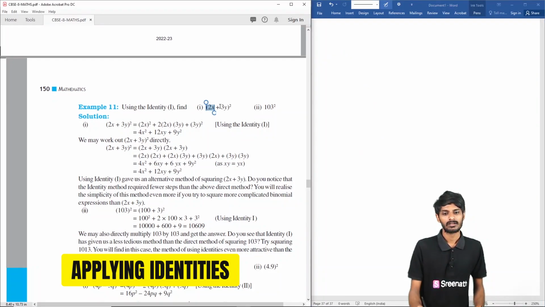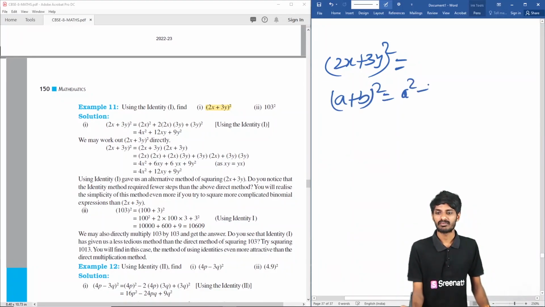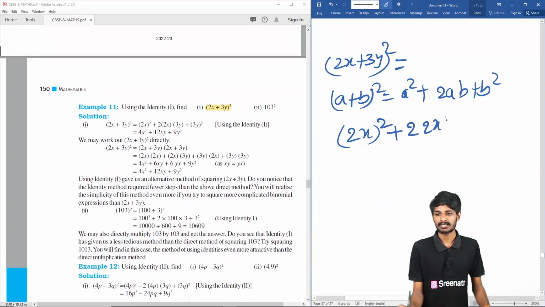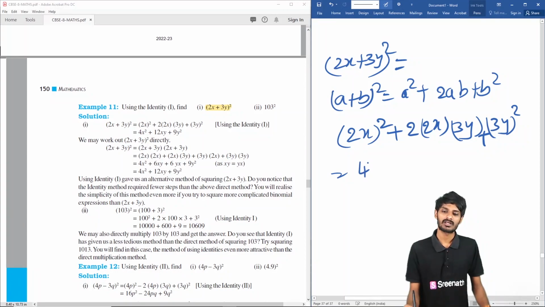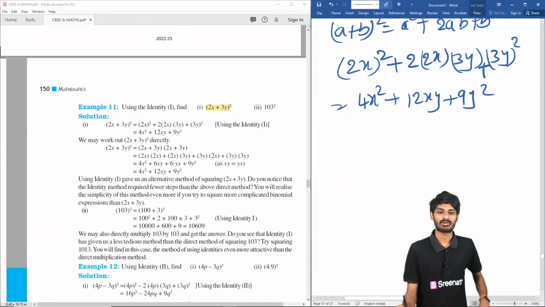We have to evaluate the value of (2x plus 3y) whole square. How to find the value of this using the identity? We have (a plus b) whole square equals a square plus 2ab plus b square. So here a is 2x. So it is (2x) whole square plus 2 into 2x into 3y plus (3y) whole square. So simply (2x) whole square is 4x square, plus 2 into 2x into 3y is a monomial multiplication: 2 into 2 is 4, 4 into 3 is 12xy, plus 3 square is 9y square. So like that you have to solve, students.